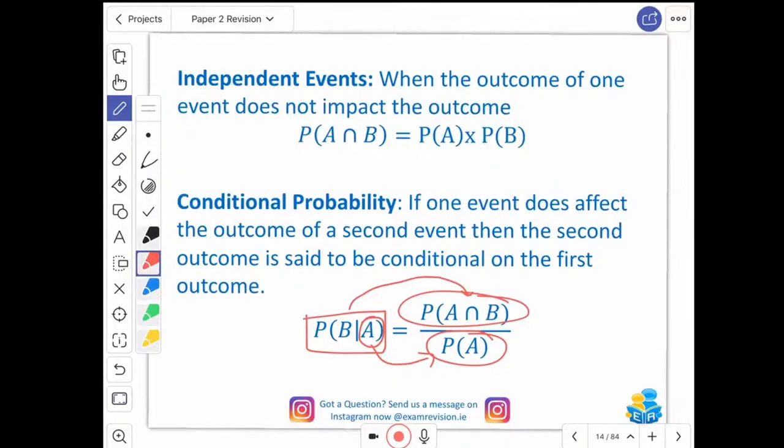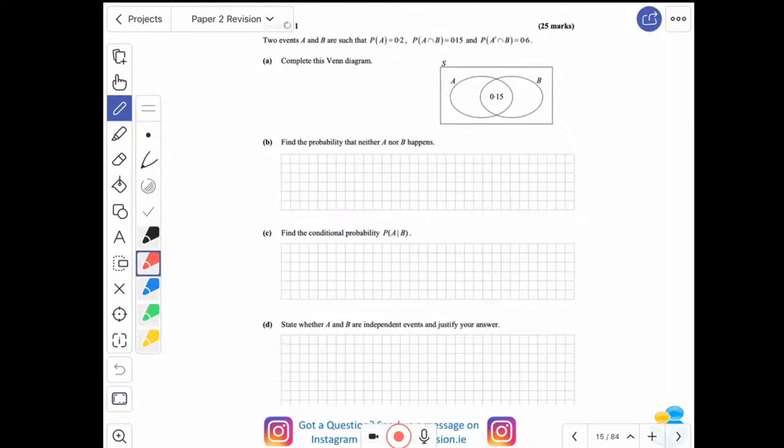So with that in mind, we're going to have a look at a Leaving Cert higher level probability question, and this is it here. So we're told two events, A and B, such that the probability of A is equal to 0.2, the probability of A intersection B is equal to 0.15, and the probability of A complement intersection B is equal to 0.6. And part one of this question is we're being asked to complete the Venn diagram.